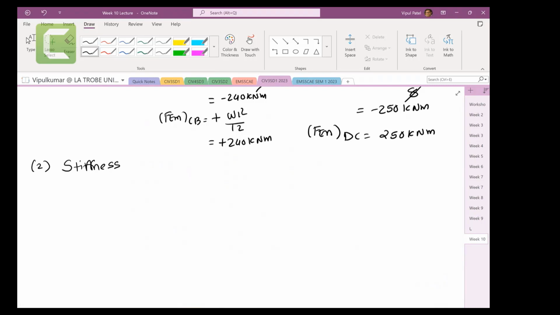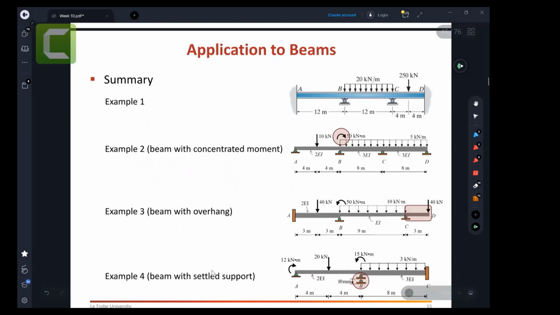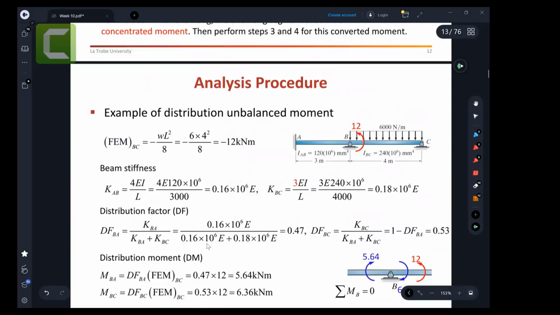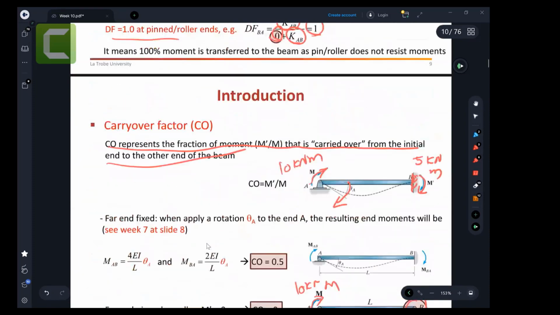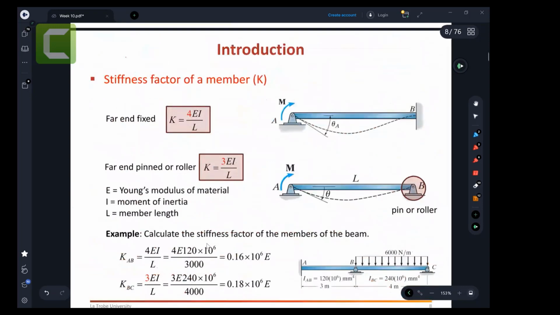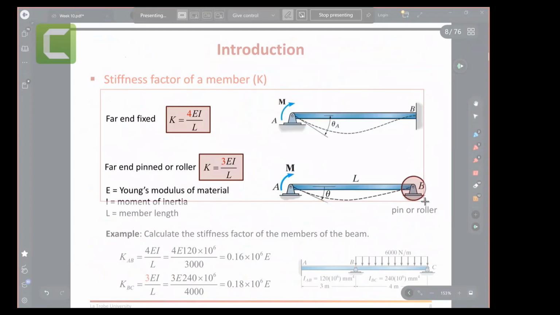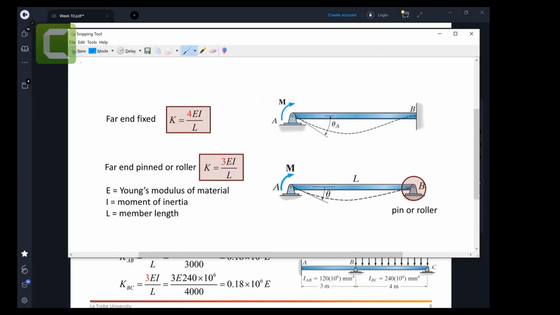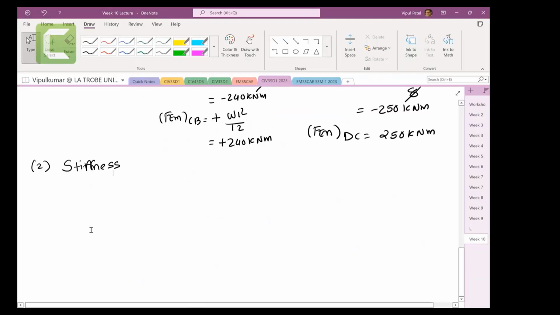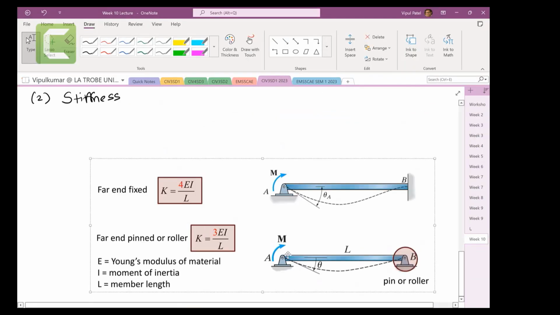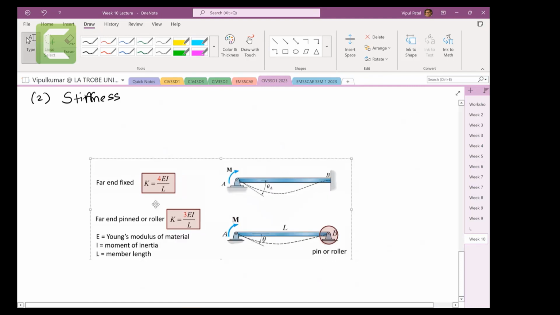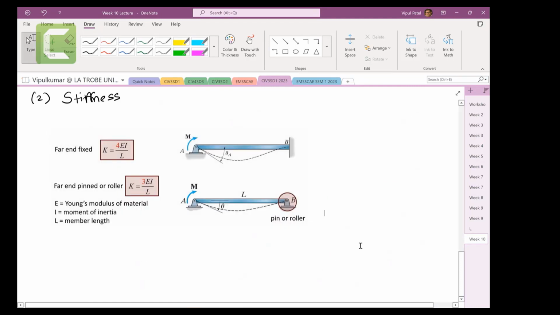Let me go back and take you through those two equations. I don't want you to just say look at the lecture notes by yourself. I will take you directly to there, which is on this page. So there are only two equations, that is here. This is the information for stiffness. When your far end is fixed, you have 4EI over L, and where your far end is pin or roller, you have these equations.